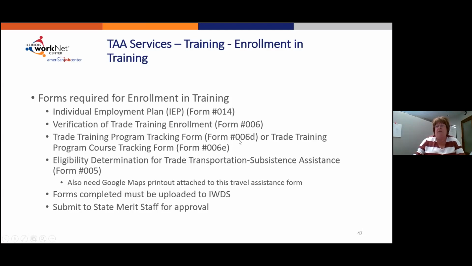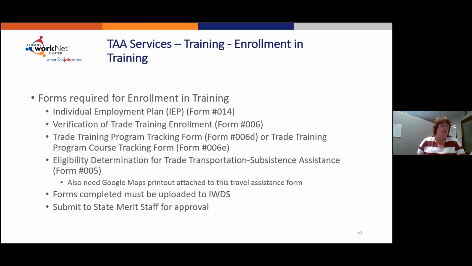The tracking form, which is the Form 6D or the 6E. Those two forms are a little different. The 6D is geared more towards a college or university, where you have a series of classes that you have to take. They'll say you should take these courses this semester, and these courses the next. The 6E is generally geared towards those other programs.